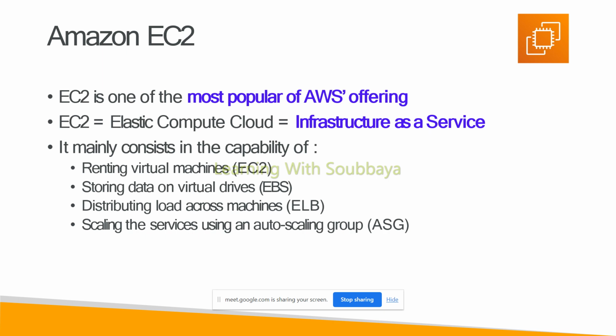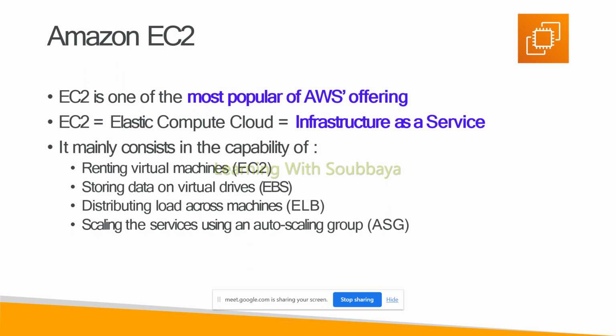By using EC2, we can go ahead and create EBS, Elastic Block Storage. Then elastic load balancer is also available, and auto scaling is also available. So by using an EC2 instance, we can store the data in virtual devices, that is EBS, and also we can distribute the load across multiple virtual machines, that is ELB, elastic load balancer, and also auto scaling.